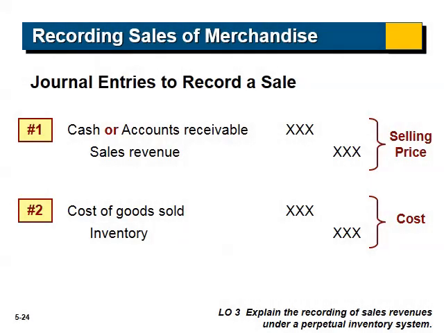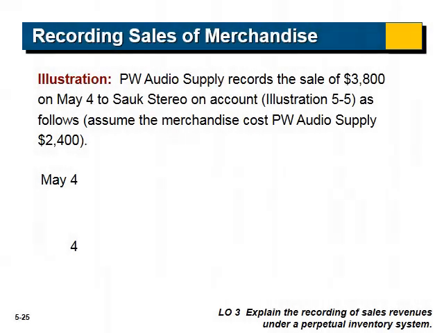The journal entries, there are two to record a sale. We have to record the sale at the selling price, and we have to record the cost at whatever it cost us to buy the inventory. And let's see an example. Same example, exact same example. We sold the merchandise. Remember, Salk Stereo bought it. Now we're looking at it from the perspective of the supplier. They record the sale of $3,800. Assume that it cost them $2,400 to buy it from the manufacturer.